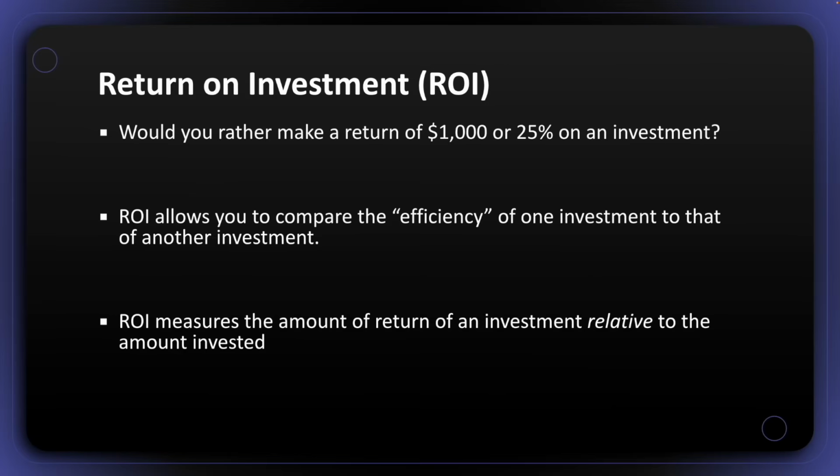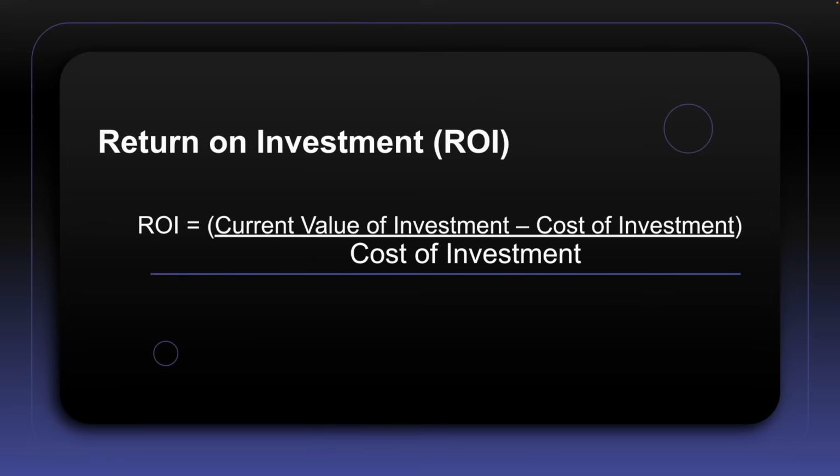So, would you rather make a return of $1,000 or 25% on an investment? You can't really compare apples and oranges. So, what is ROI? ROI is a tool that allows you to compare the efficiency of one investment to another investment, thus allowing you to compare apples and oranges. ROI measures the amount of return an investment generates relative to the amount that you invested. So, this is the formula for return on investment: current value of an investment minus the cost, divided by the cost.